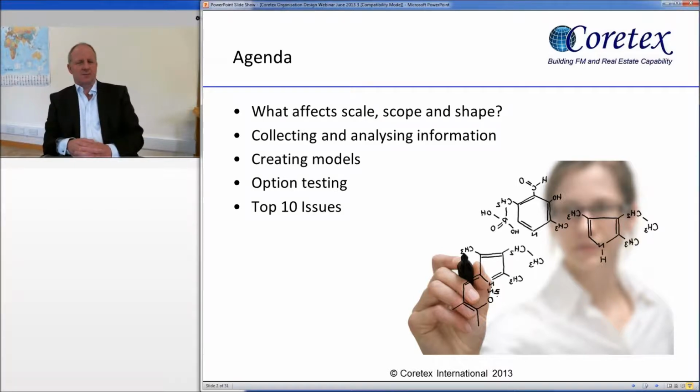And this is the main sectioning inside of the agenda. So we'll talk about the general shape of the organization and the way that the choices come together. We'll be talking about the information we gather, how we create the models, how we test them, and at the end we'll be talking about the top 10 issues that relate to this particular subject.